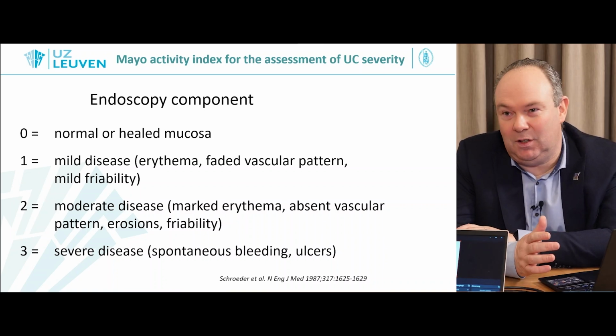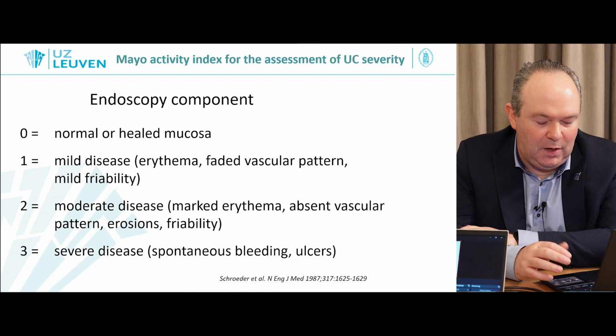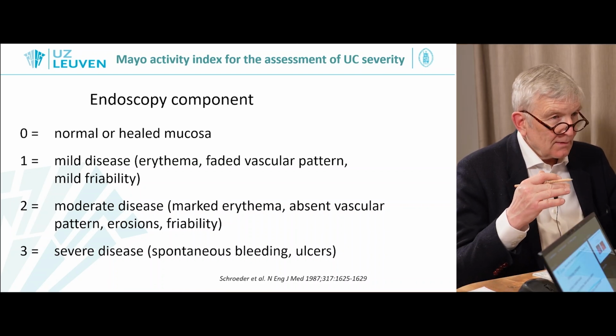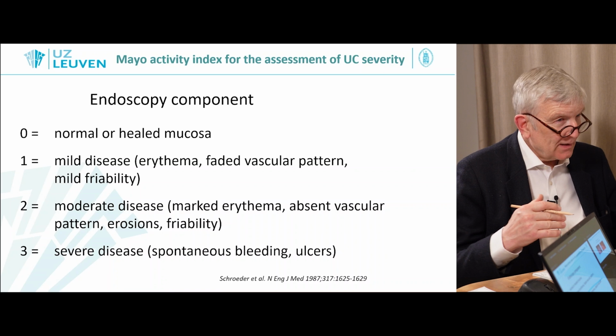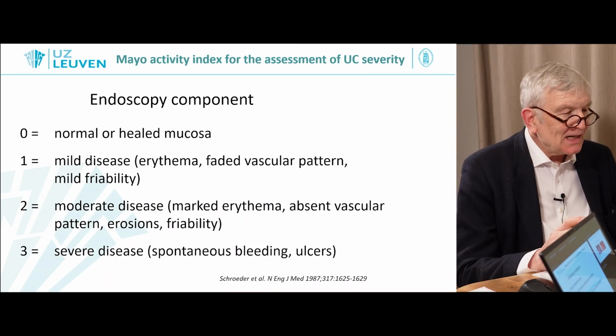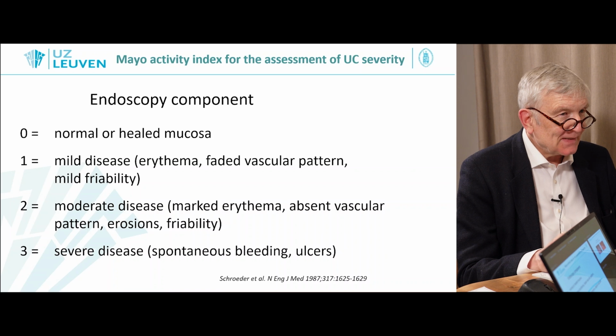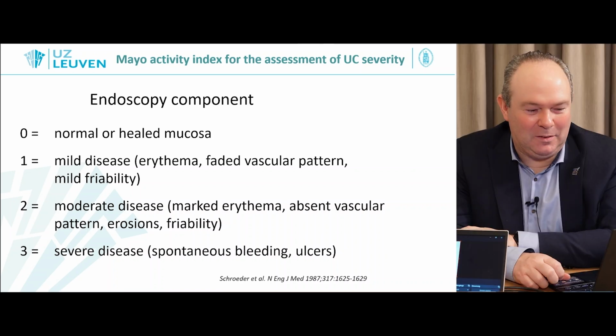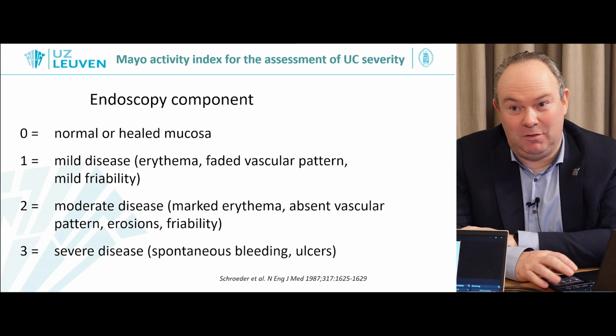And then the very severe disease is when it's very friable, with spontaneous bleeding and deep ulcers. So again, we have nothing, no ulcers, ulcers, and very ugly. Yes, exactly. It's a little bit simple. It's seemingly easy, but the inter-observer variability, again, might be quite substantial. We'll come back to that in a minute, especially in the lower end of the disease spectrum.